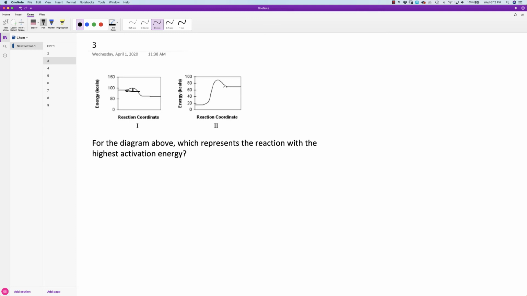And you'll notice right here, this little bump, that's the activation energy. Which one has the higher activation energy? Well, obviously this one does, right? So diagram number 2 has the highest activation energy.